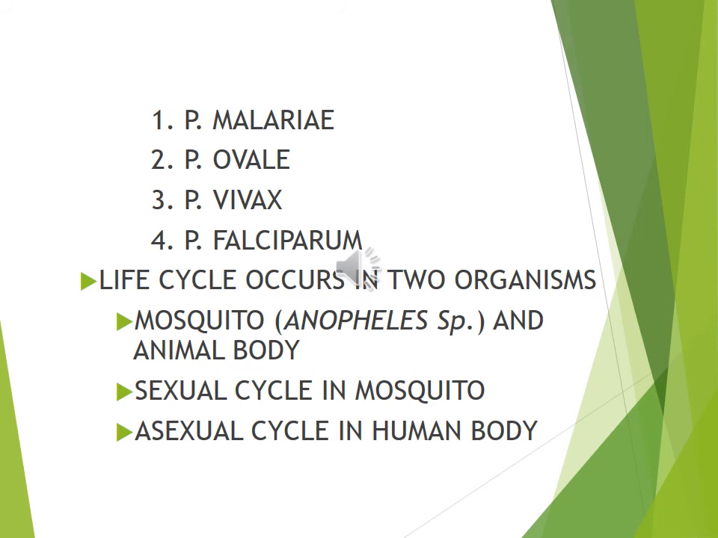Now, this Plasmodium has a life cycle that occurs in 2 organisms. The first is in the mosquito, and the second occurs in the animal body or a human body. So, the sexual cycle occurs in the mosquito, and the asexual cycle occurs in the human body. Basically, the mosquito, which belongs to the Anopheles category, is the carrier for the protozoa.